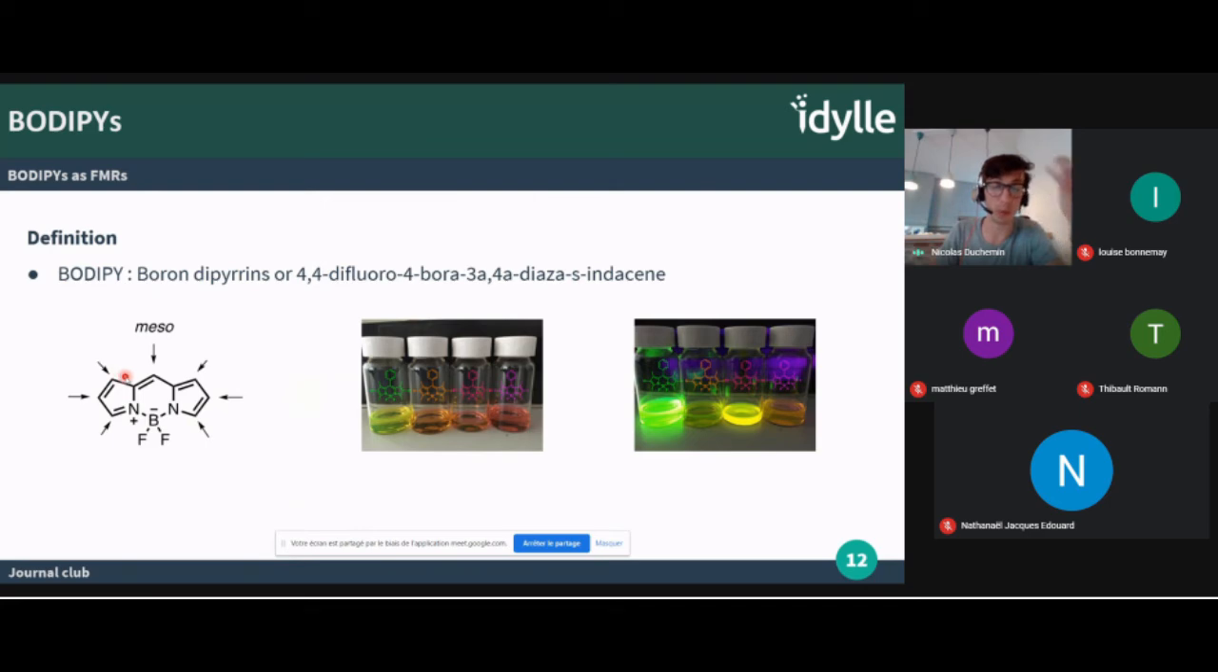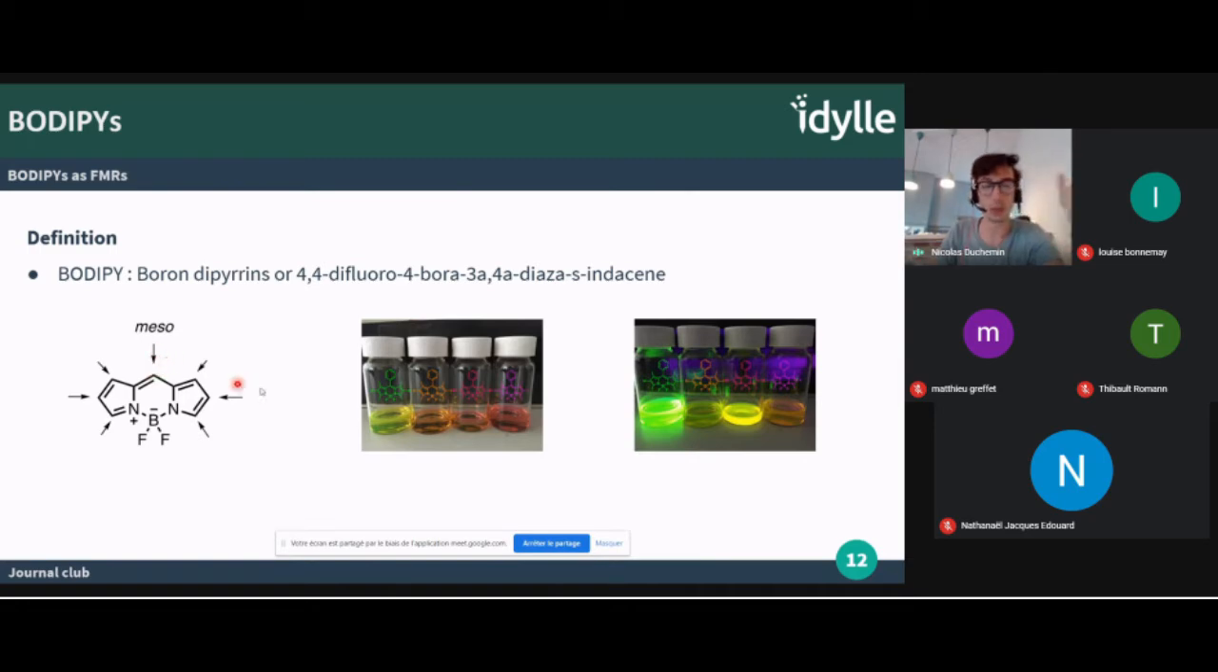But the most important part for fluorescent molecular rotors research is the substitution at the meso position. And you can see that it makes a lot of sense to imagine that this site would be preferable if you want to create an FMR.